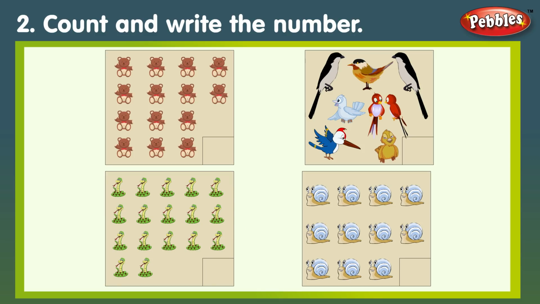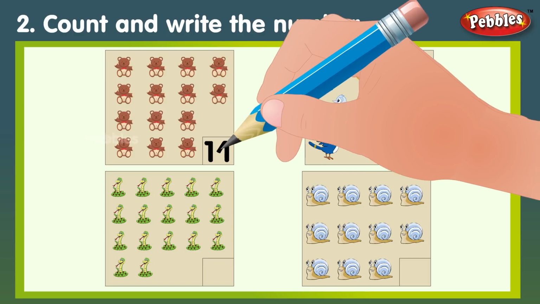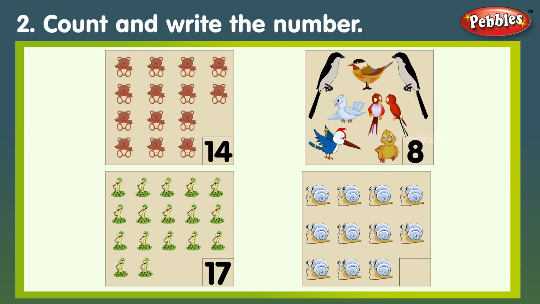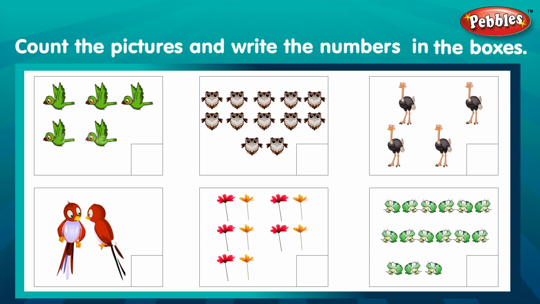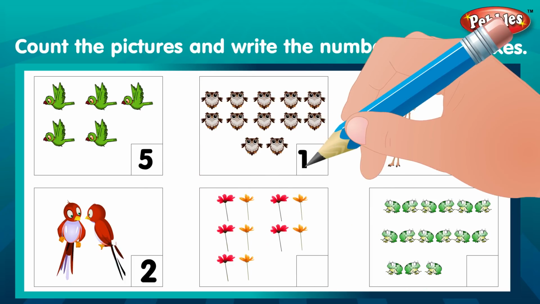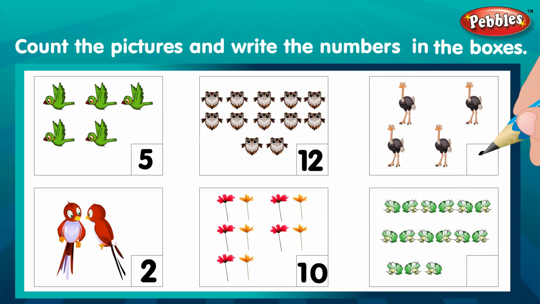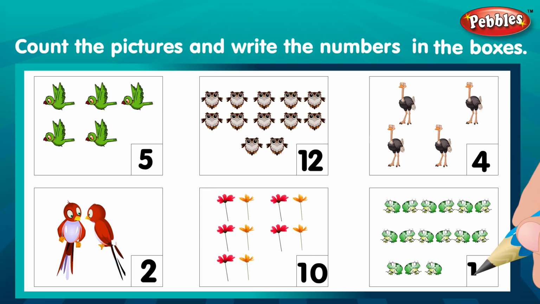Count and write the number. 14, 17, 8, 11. Count the pictures and write the numbers in the boxes. 5, 2, 12, 10, 4, 15.